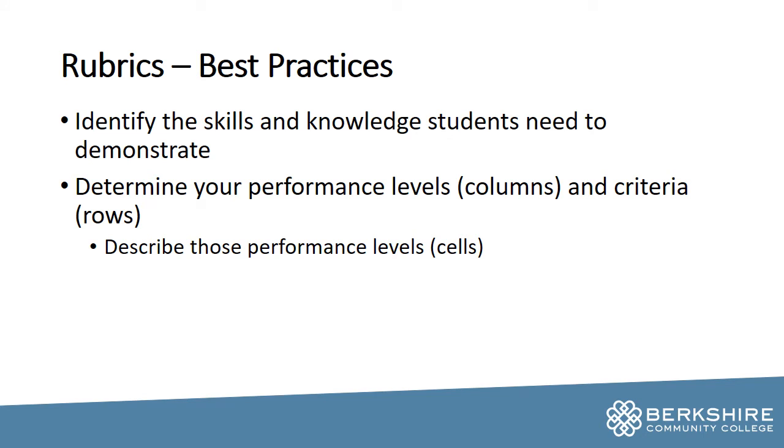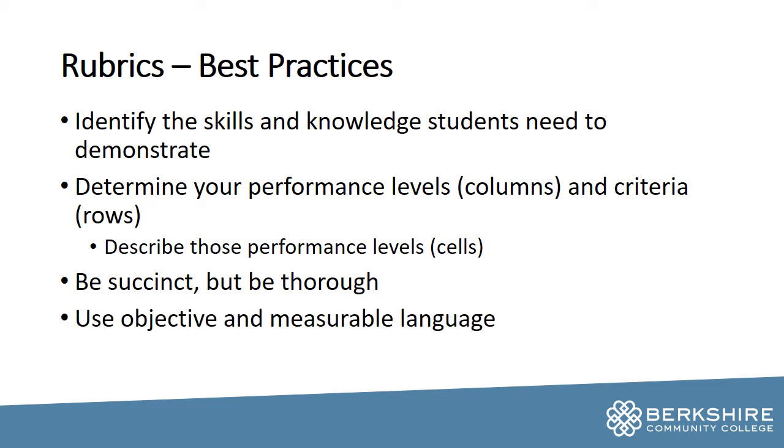You'll want to determine the performance levels, the criteria, and then also describe those performance levels. It's important to be succinct but thorough in your description of those levels, and then to use objective and measurable language as much as possible. So thinking back to our work on student learning outcomes, we always want to be clear and measurable, and we want to apply that same language to our rubrics as well.